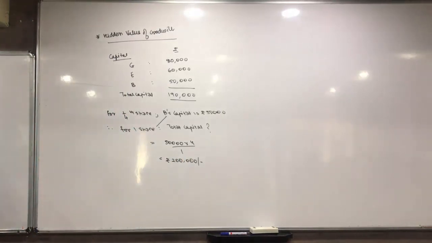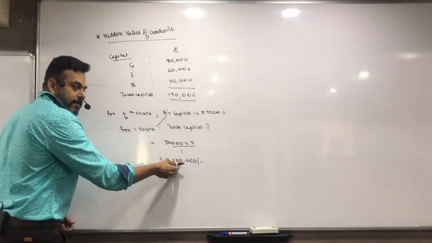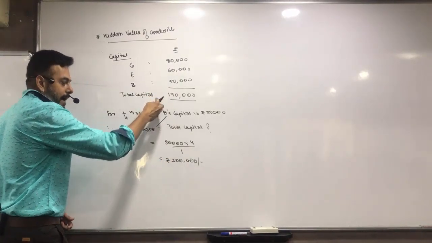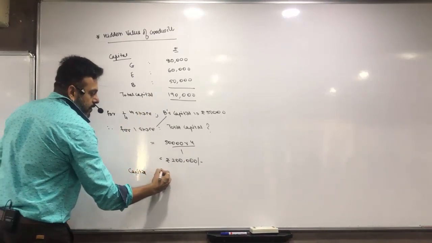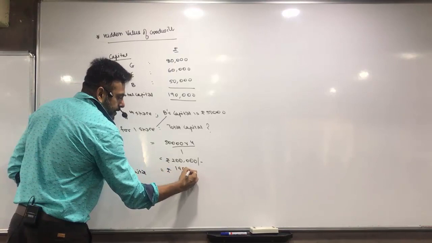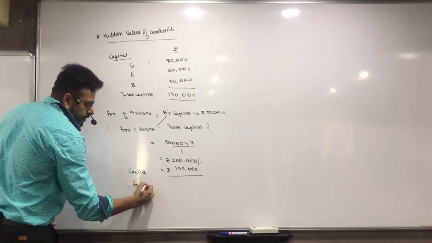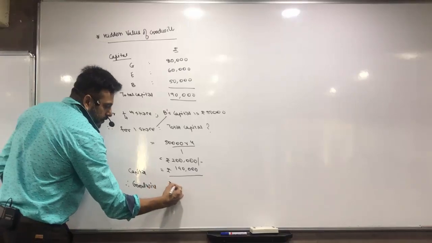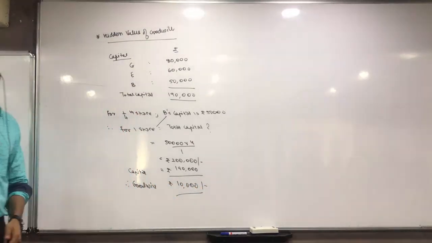Now, this is where the hidden goodwill comes into the picture. 2 lakh should be the total capital, but capital is how much? 1,90,000. Therefore, total value of goodwill or hidden goodwill is equal to rupees 10,000. Understood how we have to calculate this?